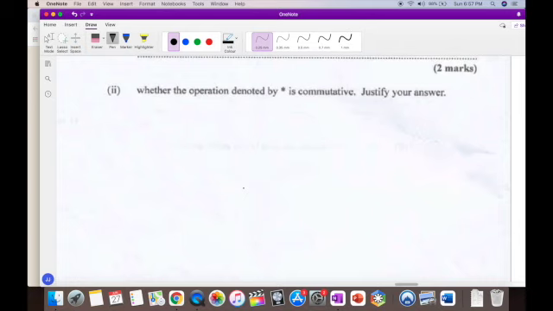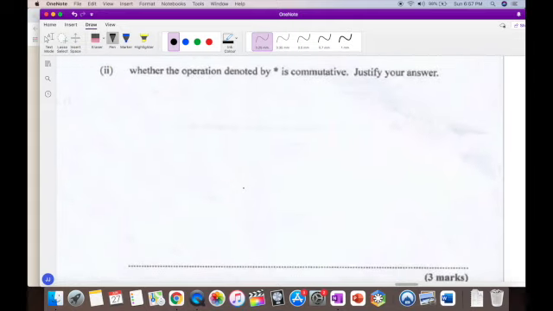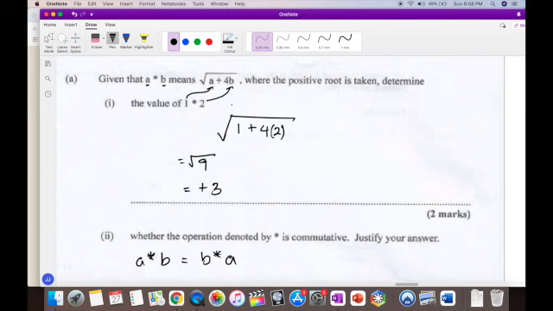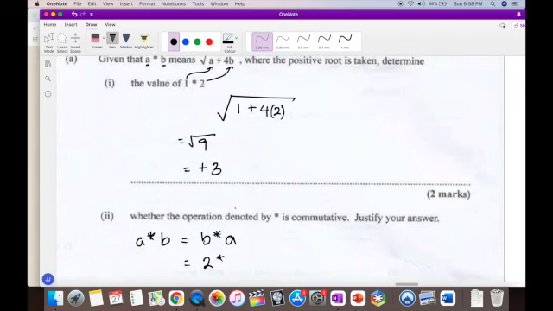Determine whether the operation denoted by that is commutative. Justify your answer. Well, is this commutative? Commutative means that if we have the operation a operation b, will that be the same as b operation a? That's what we mean by commutative. So let's try b operation a, which in this case will be 2 operation 1.